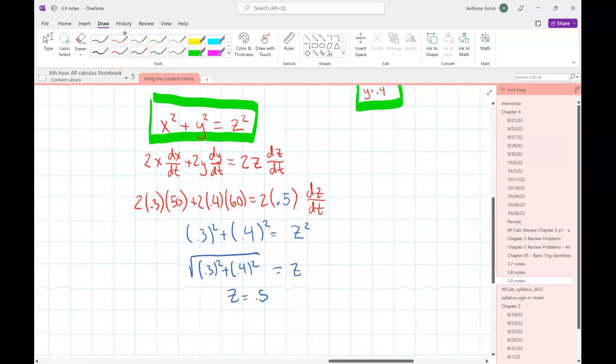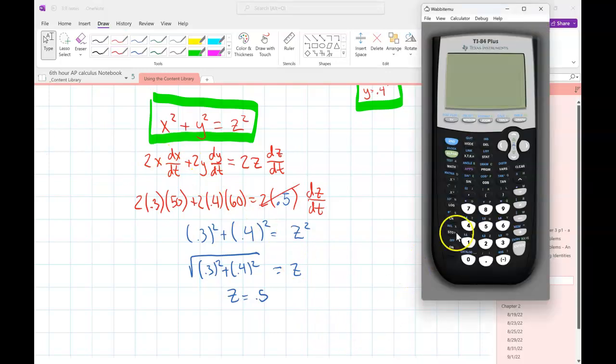Now notice that 2 times 0.5 is just 1, right? So I just end up with dz dt over there. So this is what I'll type in my calculator. What do you notice is going to be a problem? It is definitely not negative. So did we make a mistake somewhere?